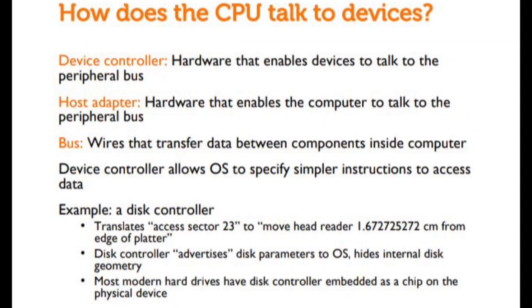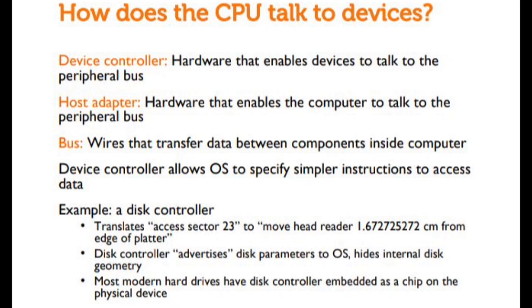And how does the CPU talk to devices? There are three ways. The first one is the device controller, hardware that enables devices to talk to the peripheral bus. And the second one is the host adapter, hardware that enables the computer to talk to the peripheral bus. And the bus is the wire that transfers data between components inside the computer. Device control allows the OS to use simpler instructions to access data.